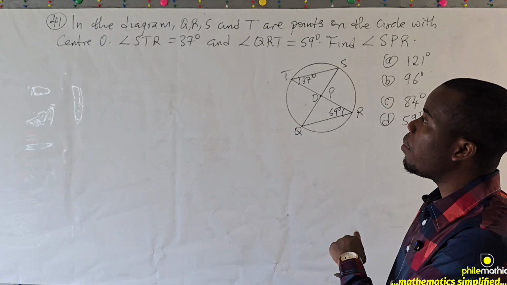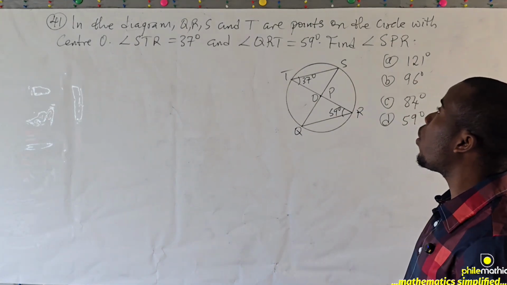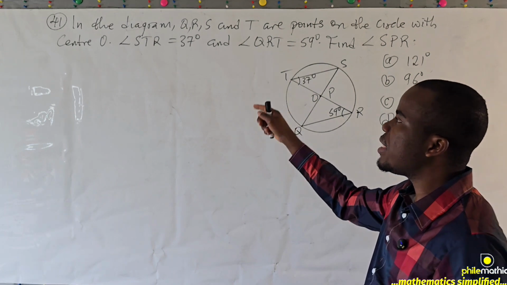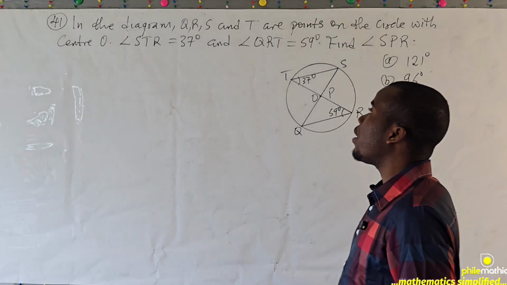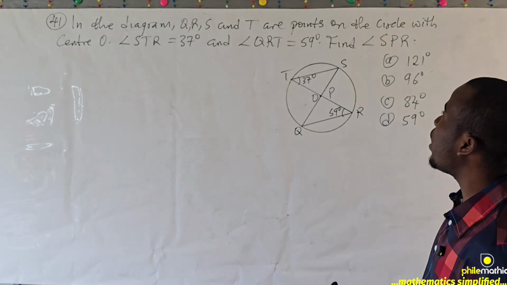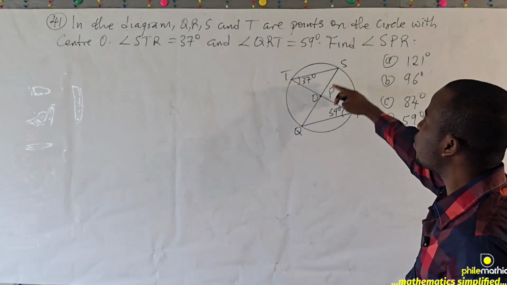In the diagram, Q, R, S, and T are points on the circle of center O. Angle STR is 37 degrees and angle QRT is 59 degrees. Find angle SPR.